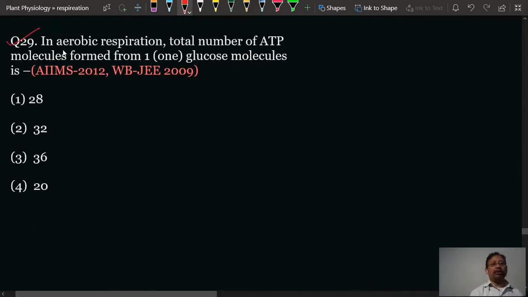Question 29. In aerobic respiration, total number of ATP molecules formed from one glucose molecule is option 3, 36 molecules. After the complete oxidation of one molecule of glucose, 36 ATP molecules are produced. 6 molecules from the glycolysis and 30 from the oxidative decarboxylation and Krebs cycle.